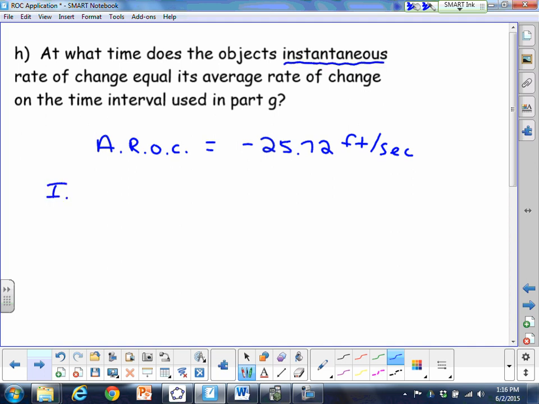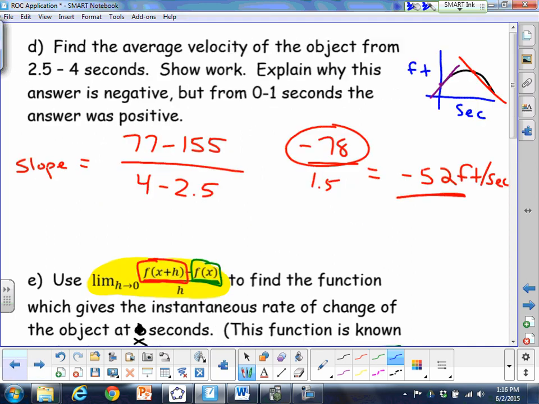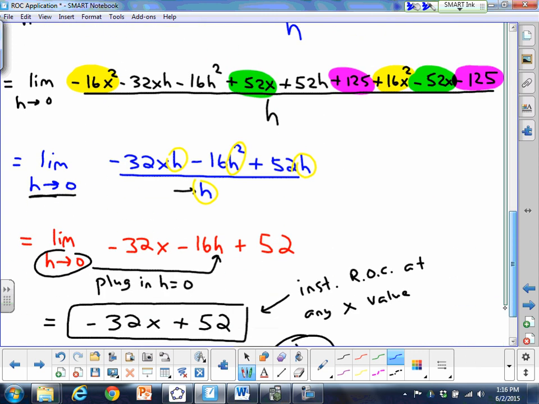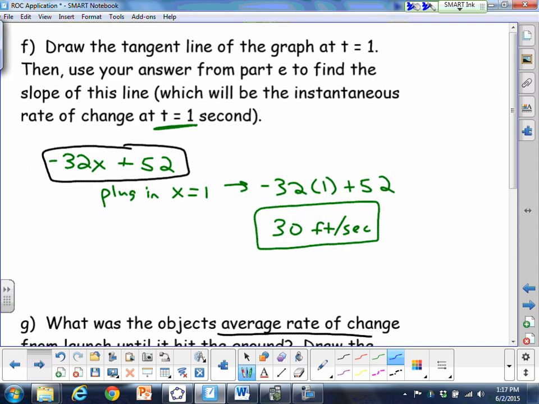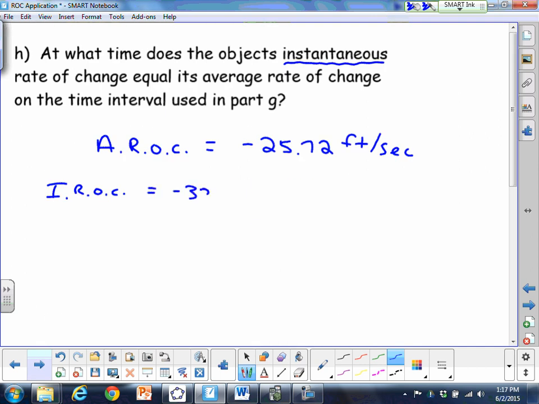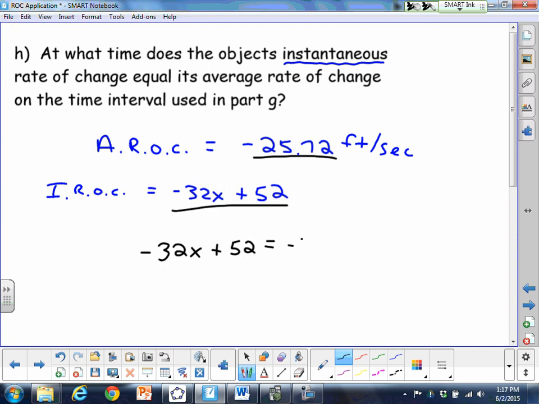I know the instantaneous rate of change at any time is what we did in part E, down here, and we did all the work. Negative 32x plus 52, that's the instantaneous rate of change. So our job is to figure out when this will equal this. I'm just going to make an equation out of it: negative 32x plus 52 equals negative 25.72, and see if we can find the x value that makes that work. So just a basic old equation.